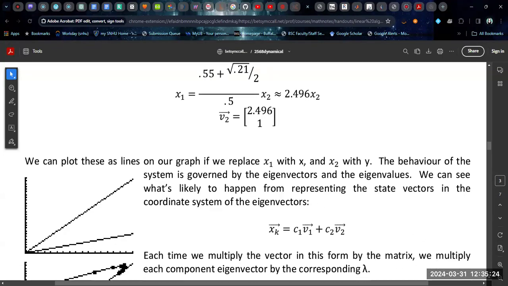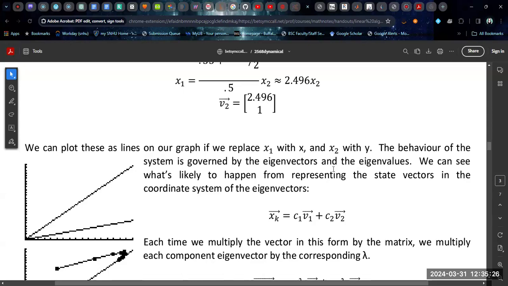But what we know from our relationship with the eigenvectors is that the relationship between x_k at any point in time is actually related to the eigenvectors and a coefficient. Because we have two eigenvectors for our matrix that can form a basis for our space, we can represent any vector in the plane as just a linear combination of our eigenvectors.